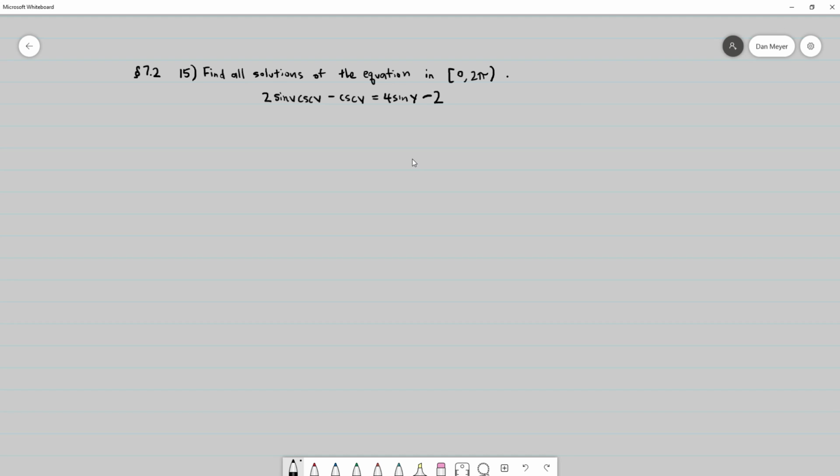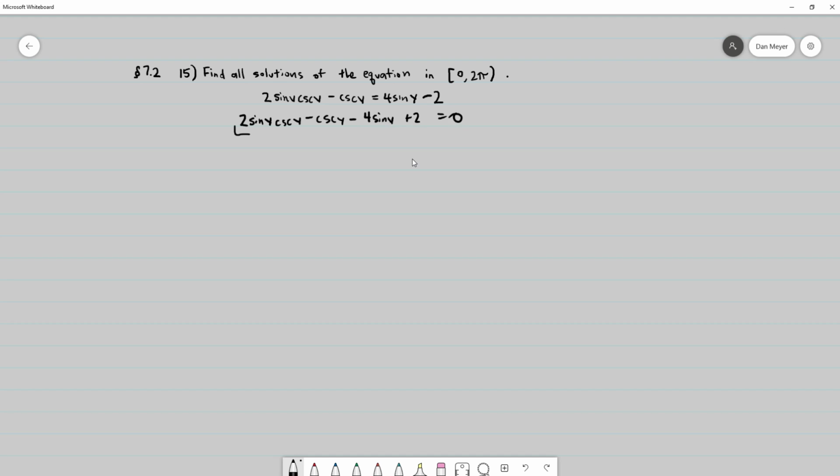Now I've got sines and cosecants. Actually, this one we can factor by grouping. I didn't think about that. Let's do that real quick. Let's see what that looks like. 2 sine v cosecant v minus cosecant v, if I get everything on one side, minus 4 sine v plus 2 is equal to 0.